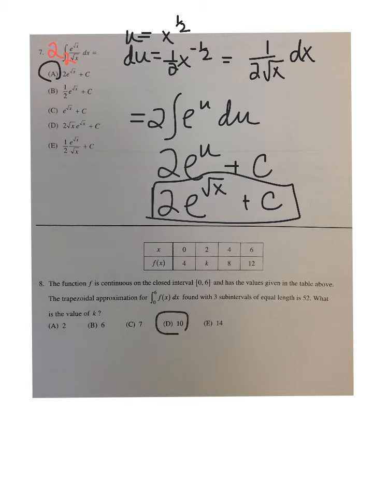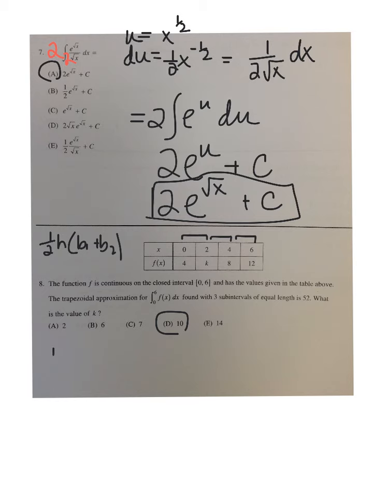Now they're asking you to do a trapezoidal approximation, and they want 3 subintervals. So here's your first one, there's your second, and there's your third. Remember a trapezoid? 1/2 height, base 1 plus base 2. Now remember, your heights really are just the distance between these intervals right here. And each of those distances has a width of 2, a width of 2, and a width of 2. So your height, for every single trapezoid, is going to be a 2.